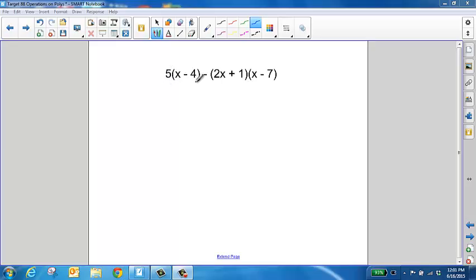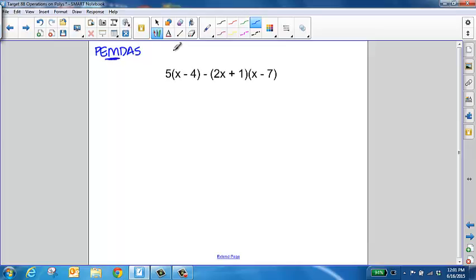So we have multiplication, then we also have subtraction, and then we have another set of multiplication here since these two binomials do not have a plus or a minus in between them. They are connected. So again, thinking back to our order of operations, what are we going to do first? Are we going to do the multiplication first or the subtraction first? So we're going to do the multiplication.